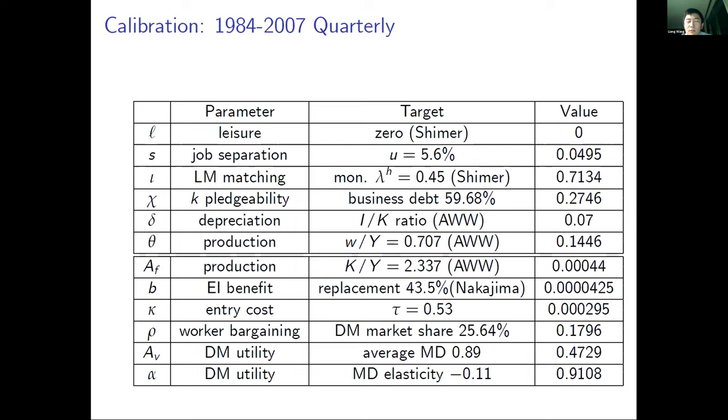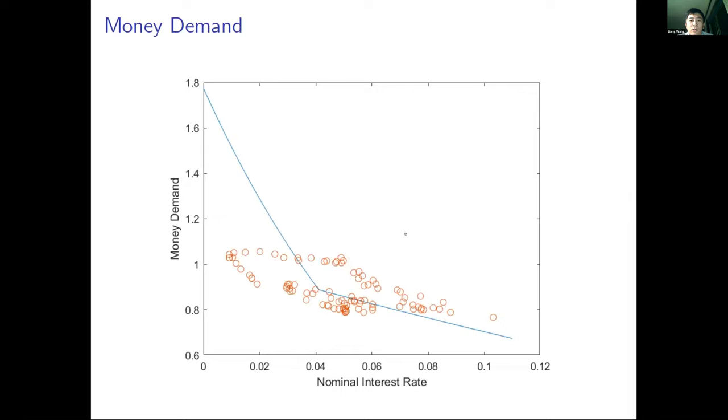Basically, the values above the double lines can be directly pinned down from targets, and the other parameters below the double line are picked jointly to minimize the difference between the target and the model-predicted statistics, okay? And here is the money demand function predicted by the model, along with the data points from 1984 to 2007.